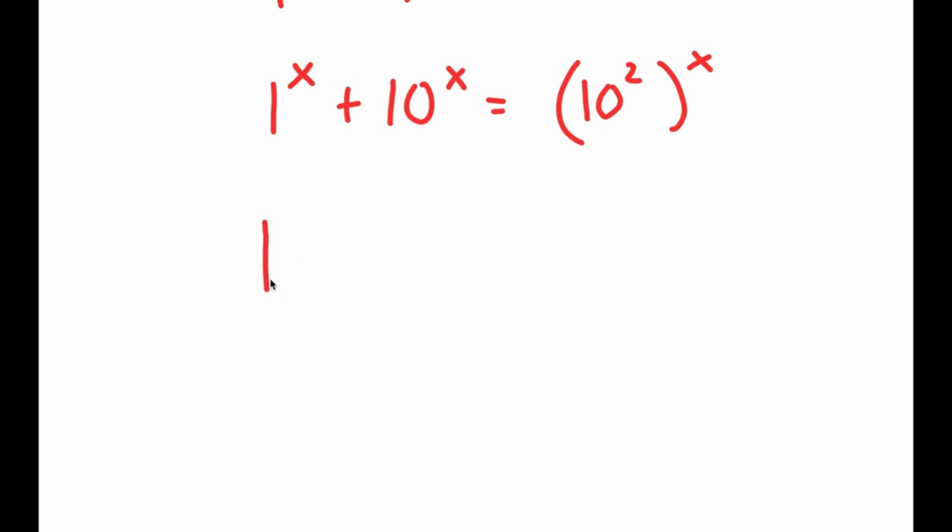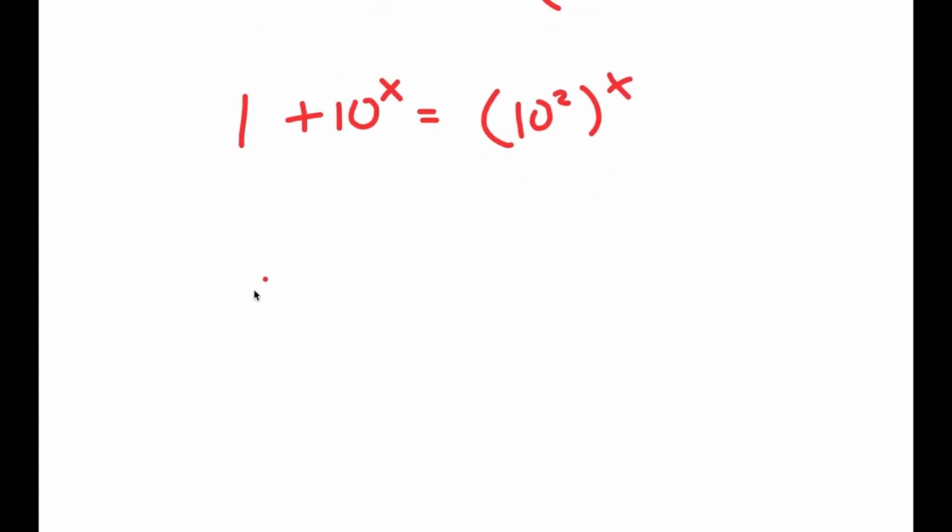Well, let's say we have 1 to the power of any number, like 1000. This is still equal to 1. And even if we have 1 to the power of infinity, this is still equal to 1. So no matter what value x could be, 1 to the power of x will still be equal to 1, meaning we can just ignore the x and just say this is 1 plus 10 to the power of x is equal to 10 squared to the power of x.